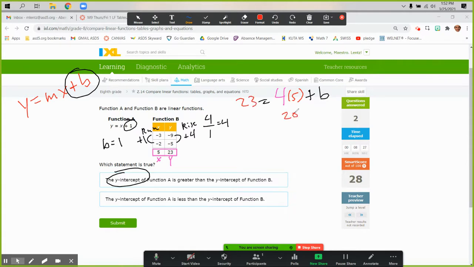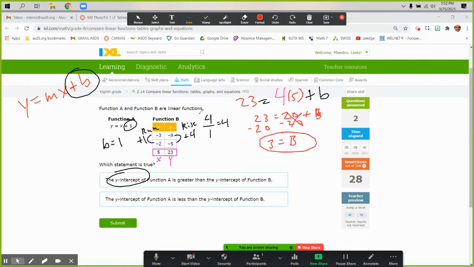4 times 5 is 20. We're doing some algebra here. I want to subtract 20, so it'll come over here. This is a B, not a 6. Sorry, I keep doing bad handwriting. So 3 equals, this is gone, B.